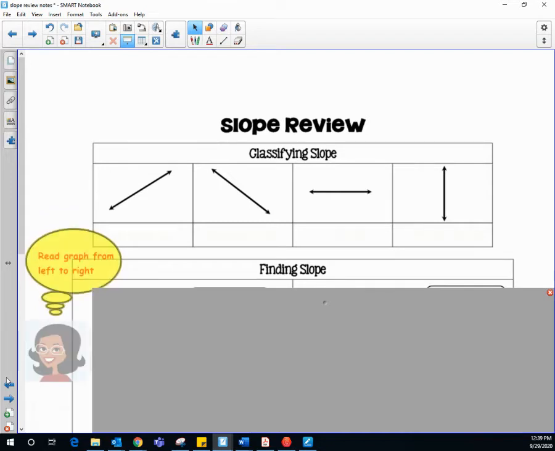I like to say always remember to read your graphs left to right to help you identify that one. So if I'm going from this one from left to right, we have a positive slope. And if we go here left to right, this one is a negative slope. And if we go left to right here, what do we have going on here?